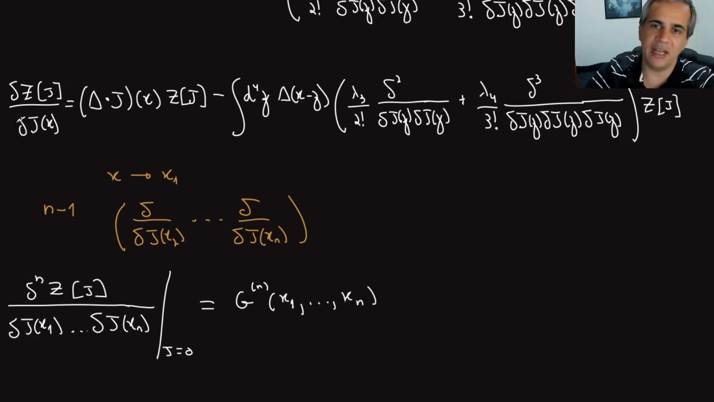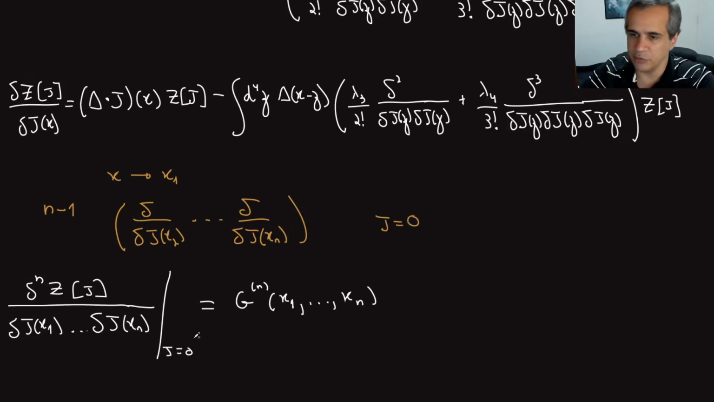That's what I'll get on the left-hand side if I do these three operations, call x, x1, do x2 through xn minus 1 derivatives, so I have a total of n derivatives. And of course, I also need to take j equal to 0 at the end. Forgot to mention. Okay. Now what happens with the other parts? Let's look at this one first.